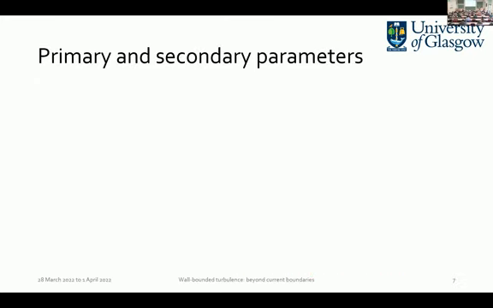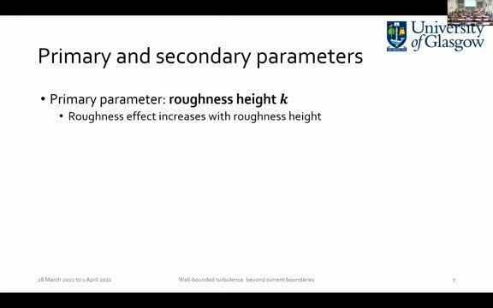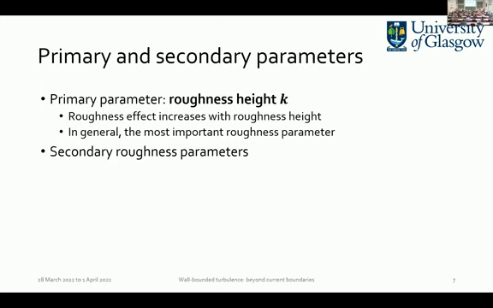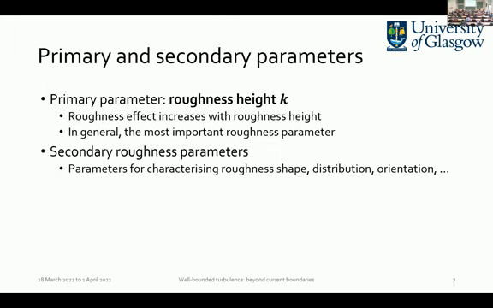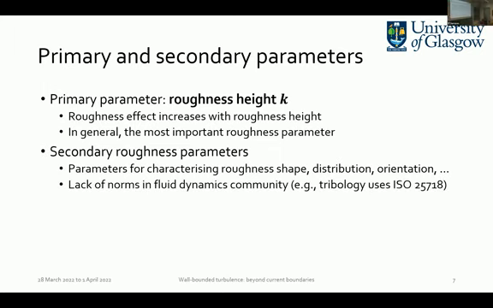Okay, and now we can try to bring some order in this problem by maybe classifying them into primary and secondary roughness parameters. Our primary roughness parameter is the roughness height, which we discussed earlier, and we would expect in general roughness effects to increase with roughness height. We see this as our most important roughness parameter. However, we also need to describe the roughness topography, and for this we have the extra roughness parameters, which characterize roughness shape, distribution, orientation, etc.